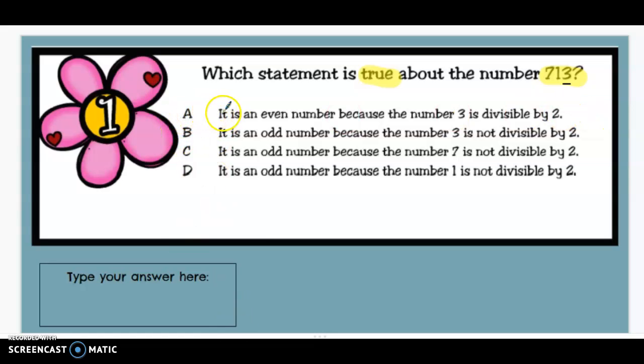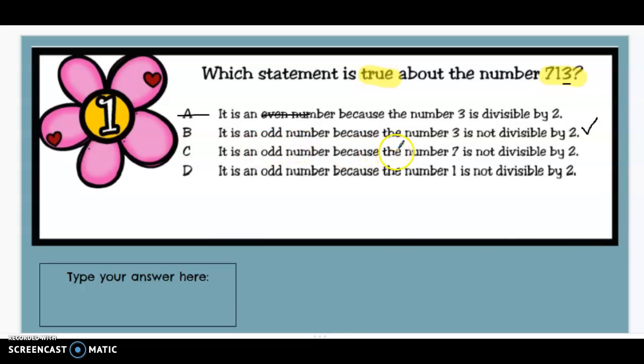So, letter A, it is an even number because 3 is divisible by 2. 3 is not an even number. 3 is an odd number. That makes it an incorrect statement. Letter B, it is an odd number because the number 3 is not divisible by 2. That is correct. Odd numbers are not divisible by 2.